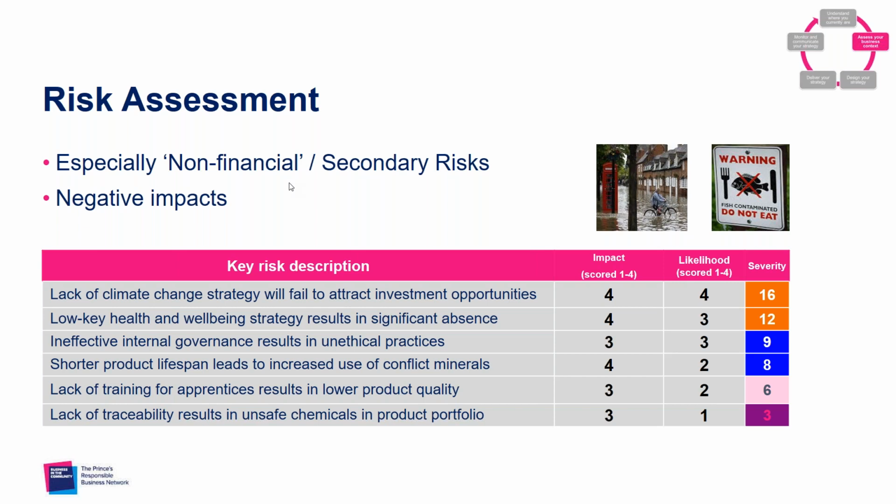So for the top 2 issues here, with severity of 16 and 12, you might decide to put more resource on it, monitor it more frequently, report on them publicly. However, in this example in the final row, I've mentioned a lack of traceability, and that's got a severity of 3. So you'll have to decide what are the appropriate actions and controls, etc., to put around issues that score much lower. So that's a little bit about a risk assessment.